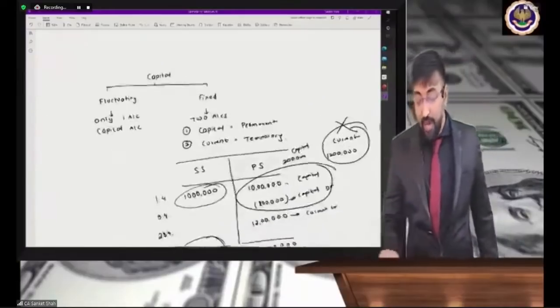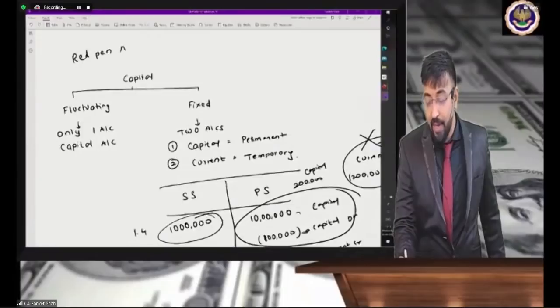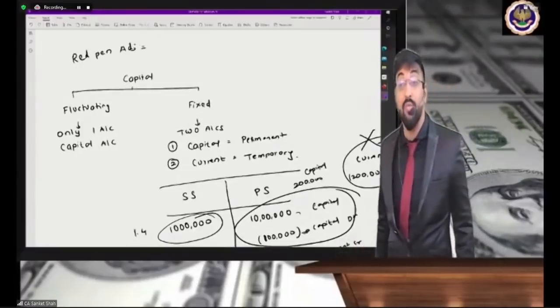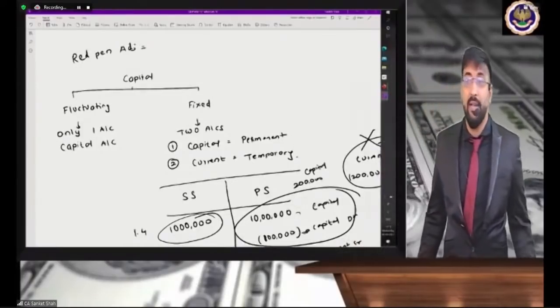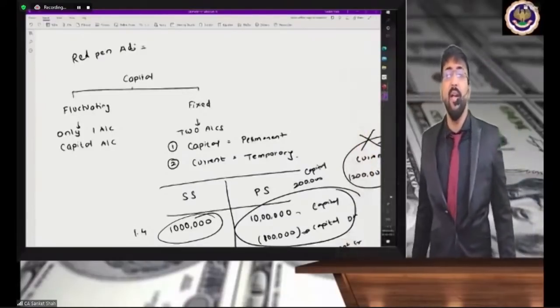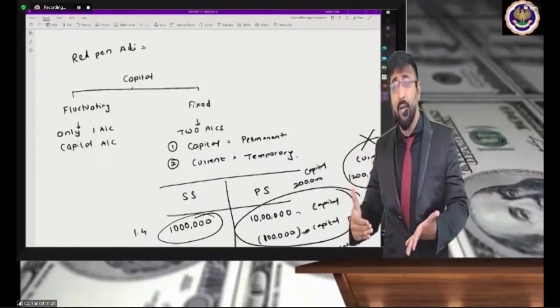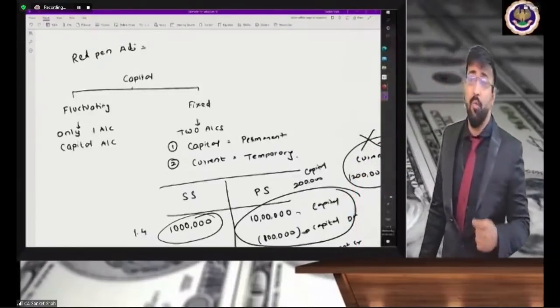So that is the red pen adjustment: why there is a need for capital account and current account separately, because to pay interest on capital. So please give it in the comment section also, why there is a need to maintain capital and current account separately. Whatever you got, please write it in the comment section also.